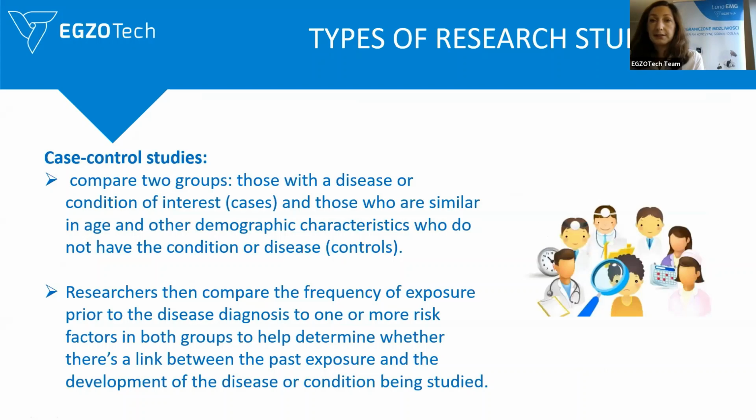Case control studies. This type of study compares two groups: those with a disease or condition of interest, the cases, and those who are similar in age and other demographic characteristics who do not have the condition or disease. So here we have the cases and the control group. Then the researchers compare the frequency of exposure prior to the disease diagnosis to one or more risk factors in both groups.